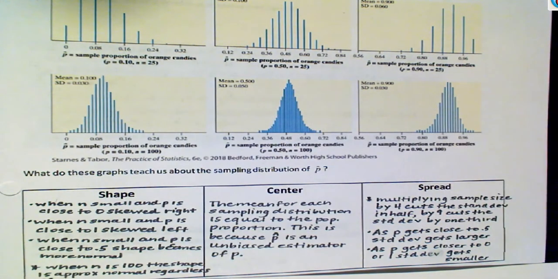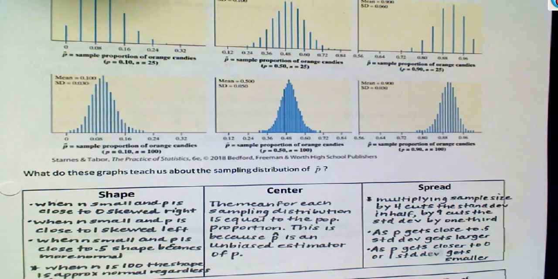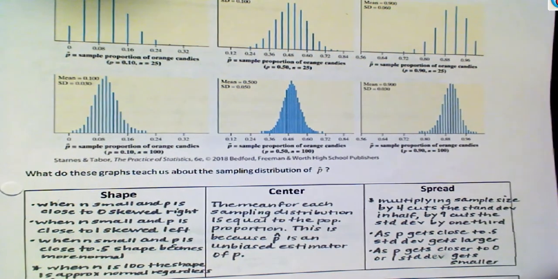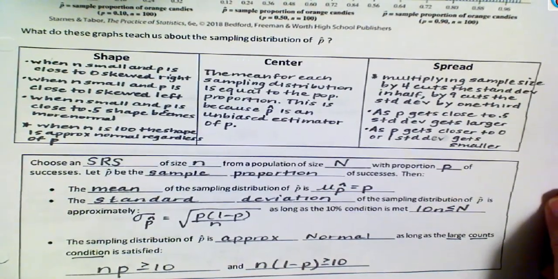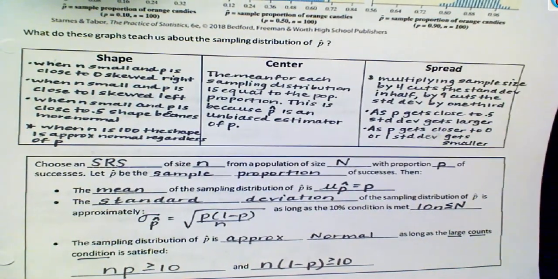Okay, so take a minute and look through that and jot that down. And then the next part, we're going to fill in the blank down here. So these are some important aspects of a sampling proportion, and then we're going to work through a few examples.